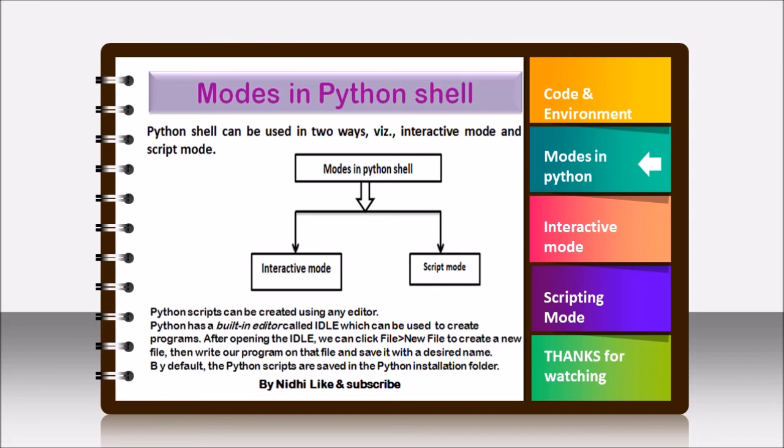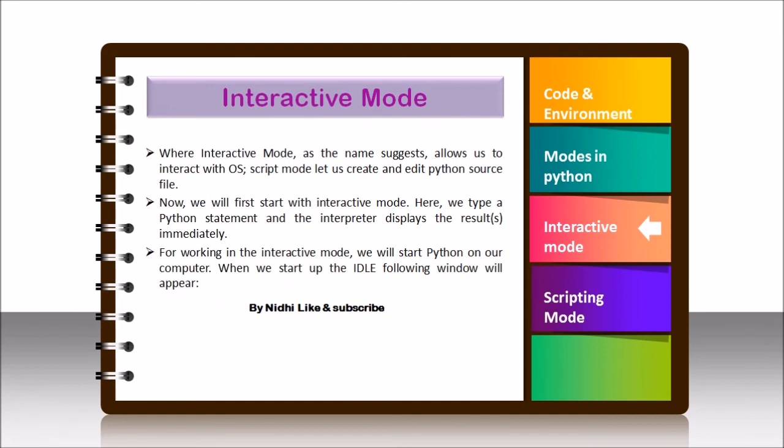So Python has a built-in editor called IDLE which can be used to write programs. After opening IDLE we can click on file and then go to new file to create a new file, then write a program in that file and we can save it with a desired name. So by default Python scripts are saved in the Python installation folder. So here you can see the interactive mode. Interactive mode, as the name suggests, allows us to interact with the operating system. Script mode lets us create and edit Python source files.